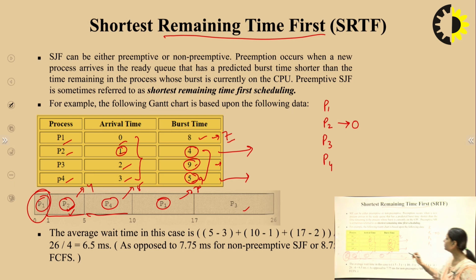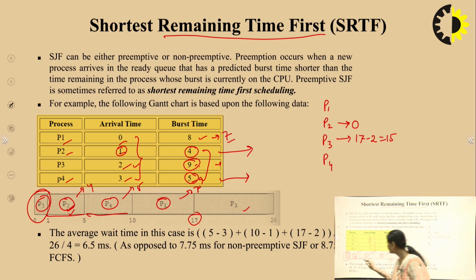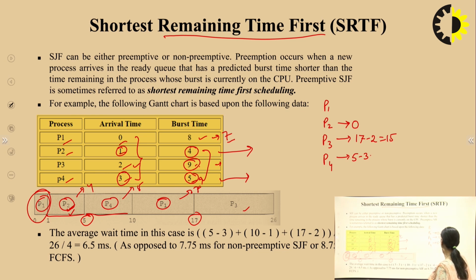Now, if we talk about the waiting time for P3, the process P3 has a waiting time of 17 over here, but it came 2 milliseconds late, and hence the waiting time for P3 is 17 minus 2, that is 15. Now, talking about the process P4, P4 executed here after 5 milliseconds. That means the P4 process has to wait for 5 milliseconds, but because it came into the system 3 milliseconds later, therefore the waiting time for the process P4 is 5 minus 3, that is 2.